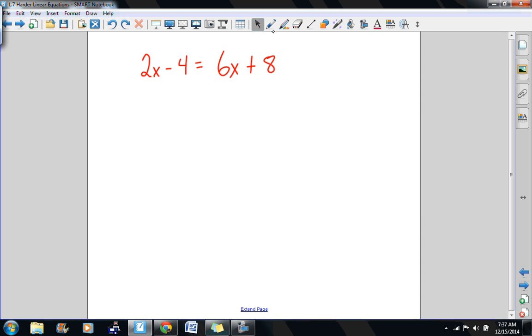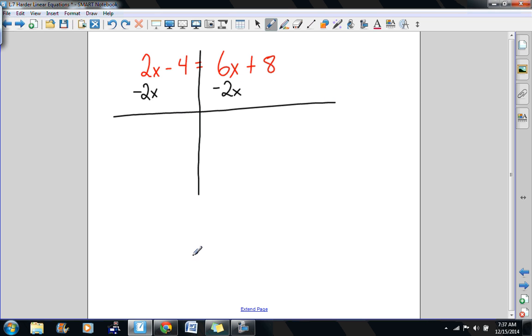Now, the issue we have here is normally after we draw this line down the middle, we already have our x's on one side of the equal sign or the other. In this problem, we have 2 separate x's. So that means that we need to move the x's to one side or the other. Now, I'm going to move this 2x over to here. Now, this is a positive 2x, so I'm going to subtract 2x from both sides of the equation.